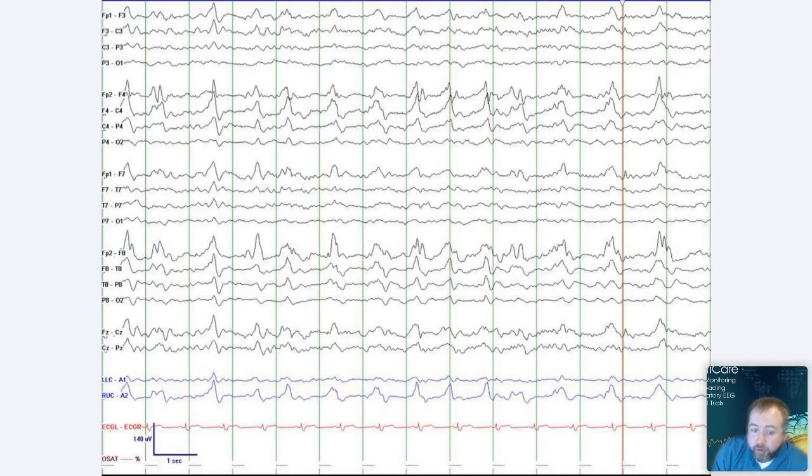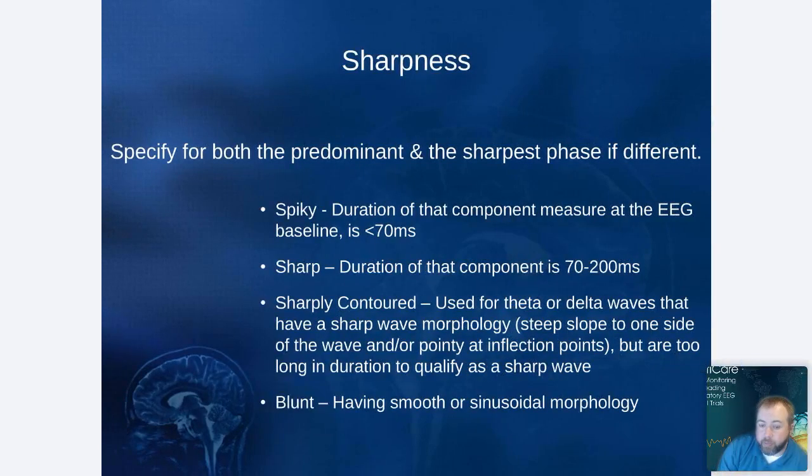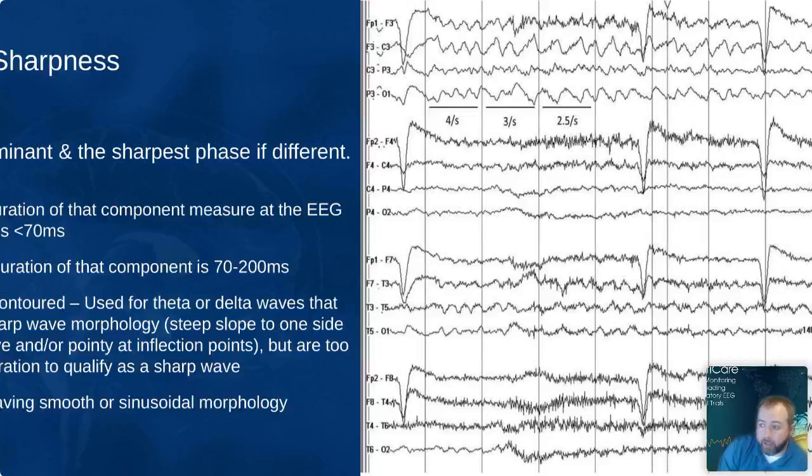Here you have some sharply contoured LPDs. This is not LPD plus S, because the S modifier for sharply contoured only applies to RDA. So this would be sharply contoured LPDs is how you would describe this pattern. Your other option for sharpness is blunt, so having a smooth or sinusoidal morphology.